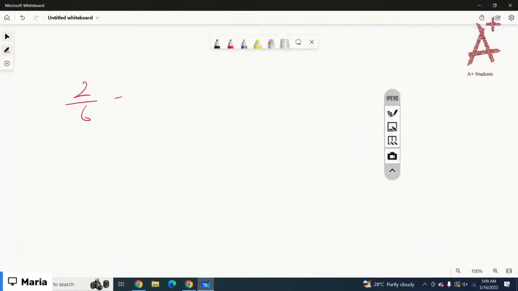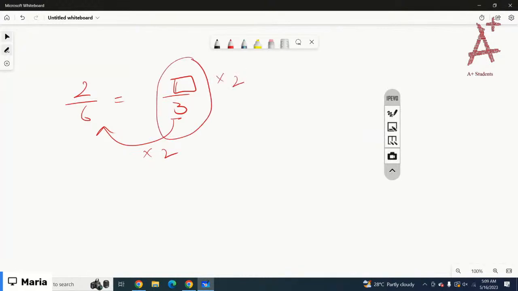2 by 6 equals 1 over 3. Missing number. Okay, just look at this one. 3 times what number makes 6? 3 times 2 makes 6. That means you multiplied this fraction by 2. Here you have to make 2.